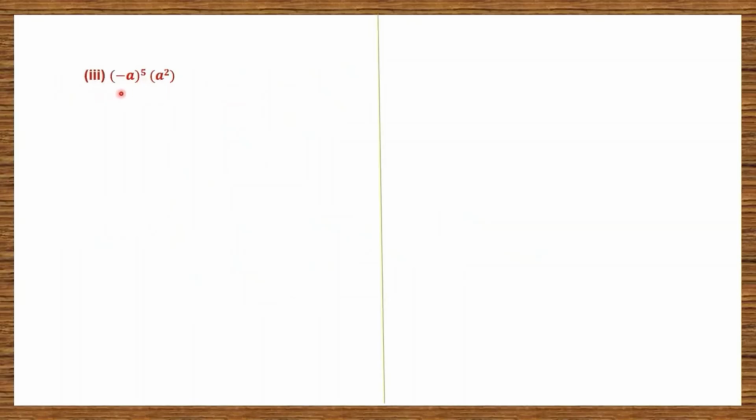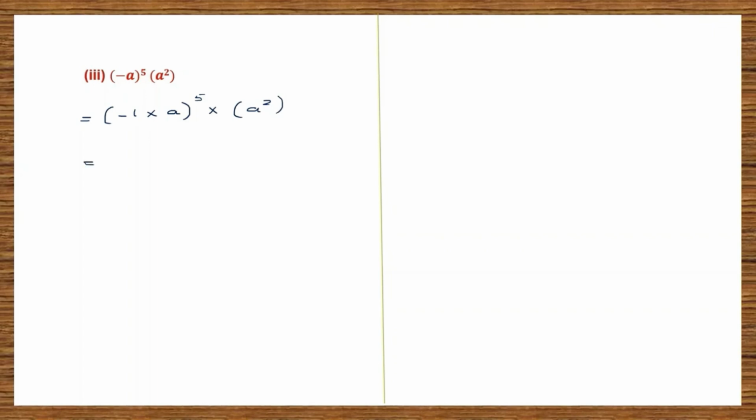Question 3, minus a the whole raised to the power of 5 into a to the power of 2. So how do we write this? We write this as minus 1 into a. Okay, minus 1 into a to the power of 5 into a to the power of 2. So when you have a negative variable, you have to write it like this, minus 1 into a and the whole thing raised to the power of 5.